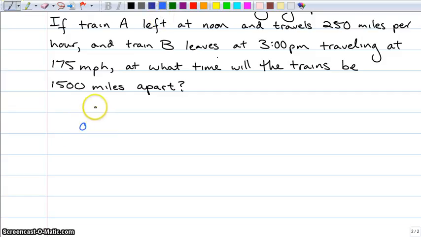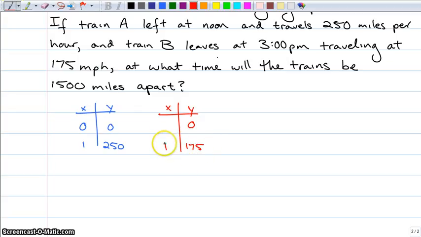So what I'm going to do is make two T-charts. The first one for train A has an x and a y. Same thing as what we did before. It's time and distance. So after 1 hour, the distance went from 0 to 250. On my other T-chart, it didn't start at 0 this time. That's the big difference. It started off at the same train station at 0. It went 175 miles per hour. But notice, it started at 3 o'clock instead of at noon. So starting at 3 o'clock, you need to change that.